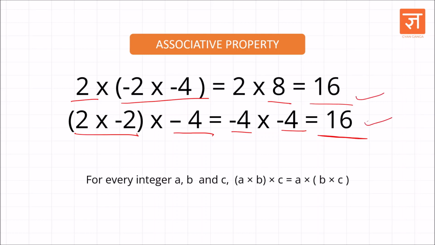However, we first multiply and associate. We first associate A into B, then multiply into C. Or first B into C, then into A, we get the same result. Clear? Now the distributive property.